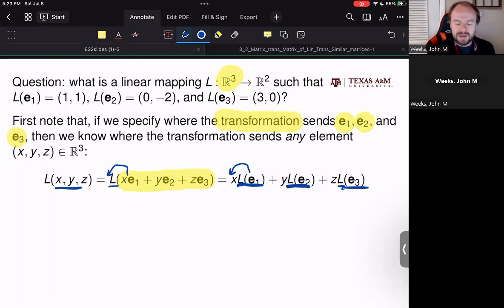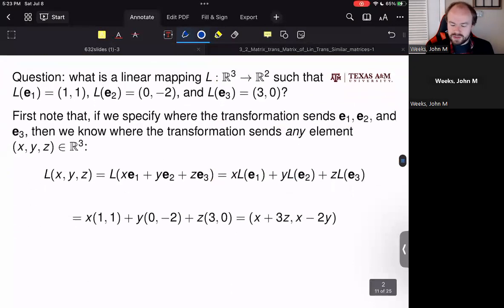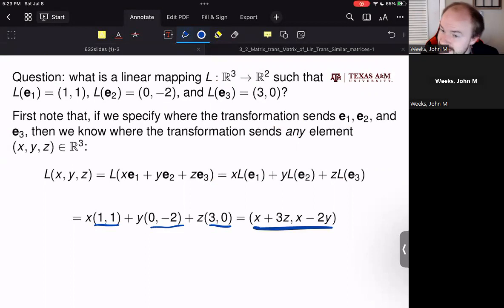Any generic element of R3, x, y, z, we now know where that goes thanks to knowing that this is a linear mapping L. So if we know L(e1), for example, is (1, 1), L(e2) is (0, -2), and L(e3) is (3, 0), we could go through and write out what vector that is when you add them all together. You should get something like x plus 3z in the first component and x minus 2y in the second component.